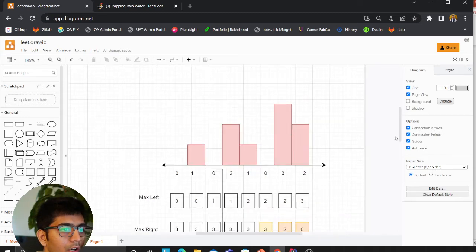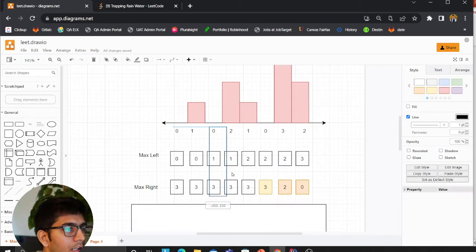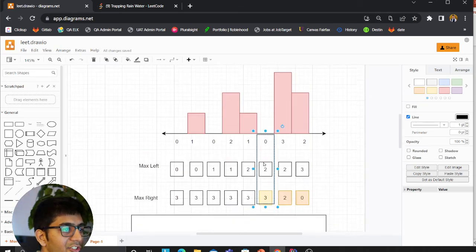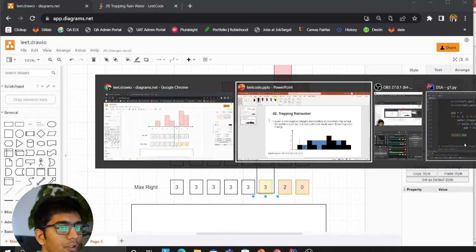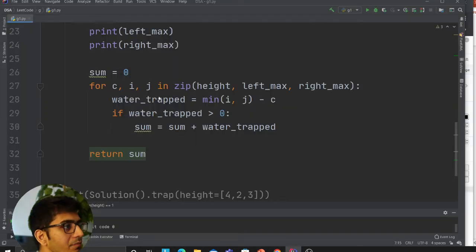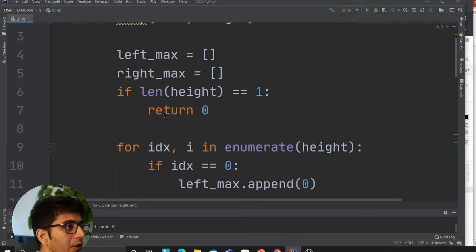Make sense? Okay, now we'll do the same thing again. How about we try this? What is the maximum here? 3. What is the minimum? It is 2. So the minimum of 3 and 2 is 2. And what is the current height over here? 0. So 2 minus 0, that is 2. So the maximum water that can be trapped in this section is 2. So as you can see, it's a very, very popular question, right? Now I tried to program the same thing, okay, and I'll explain it to you.